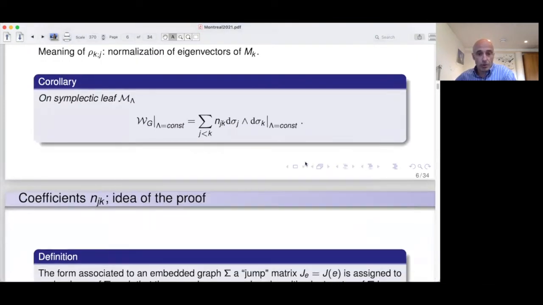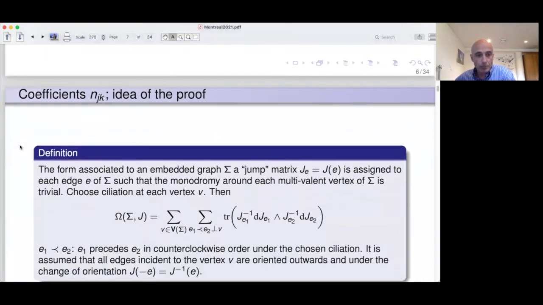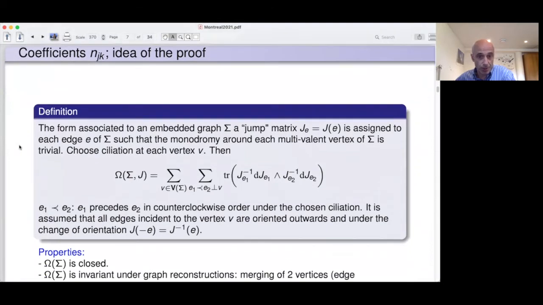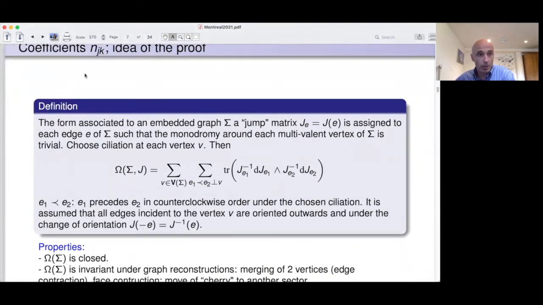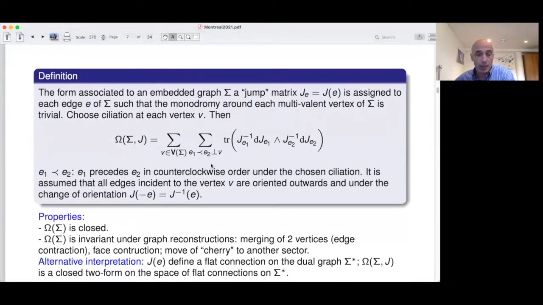Okay, so I briefly outline the idea of the proof of this statement, not spending too much detail because probably here people would be more interested in the discussion of the tau function. But still, I want to discuss this main technical tool. The main technical tool is this form. If I have a graph on a Riemann surface, then on each edge of the graph we can associate the jump matrix.